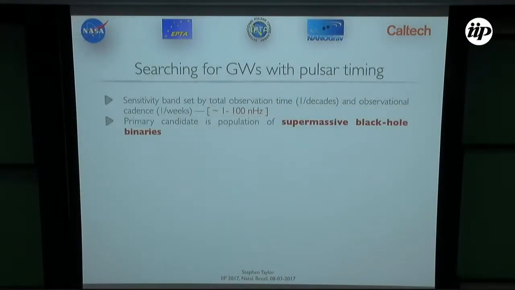Okay, so searching for gravitational waves with pulsar timing. The sensitivity band of pulsar timing to gravitational waves is very much set by the observation length. So we're searching within a time series for a particular type of signal. If you imagine doing a Fourier transform of a time series, then you can get components down to 1 over the total observation time, and you can get components up to the Nyquist sampling rate of that time series. So typically we're observing these pulsars over decades, 1 or 2 decades, for many, many times with observations taken every few weeks. And if you do the math, that gets you down to a few nanohertz and then up to a few hundred nanohertz. And the primary candidates for gravitational waves in this band are supermassive black hole binaries.